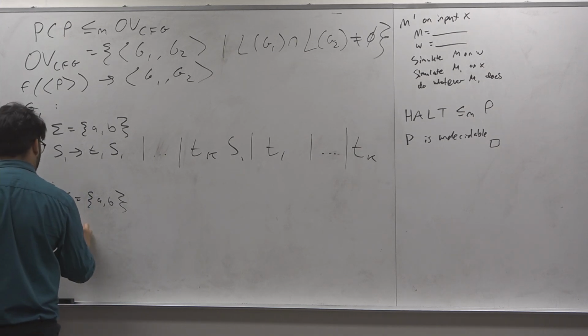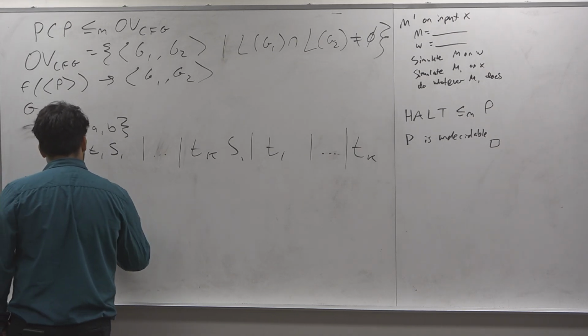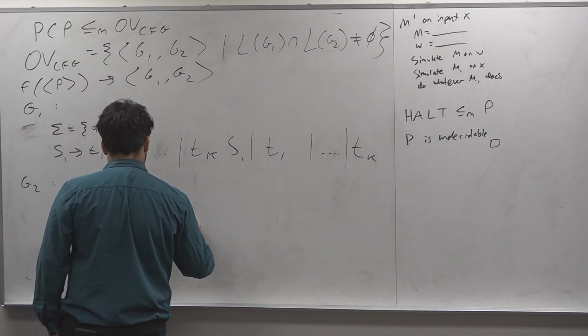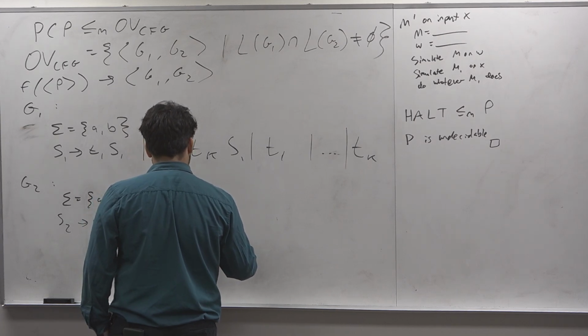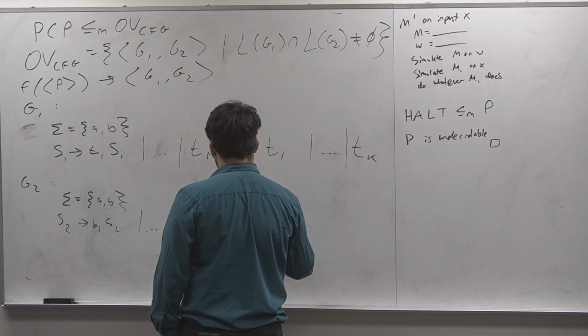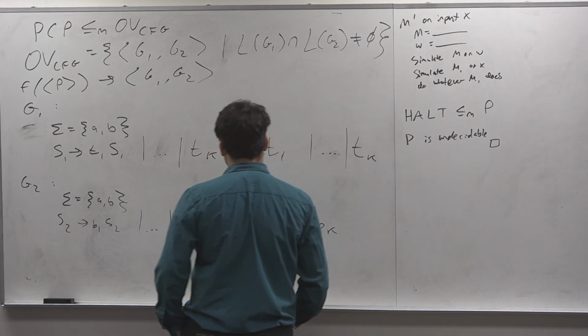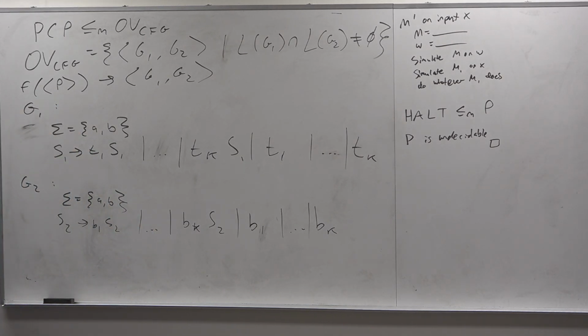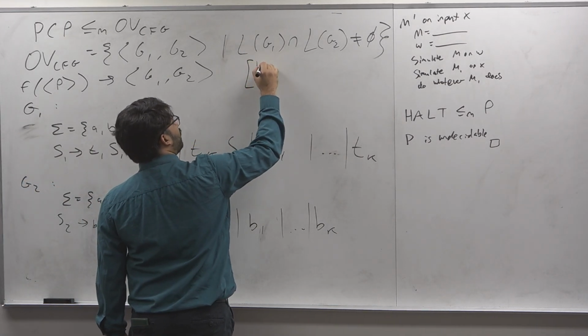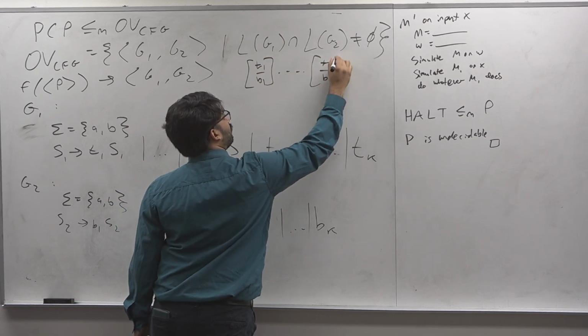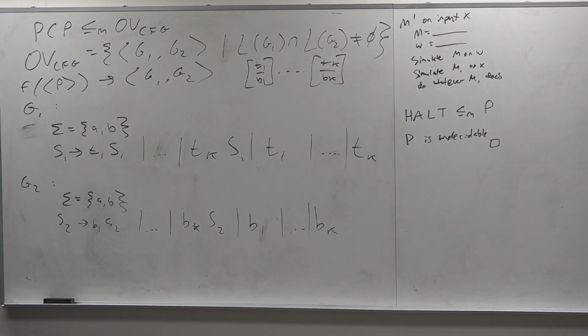And S2 is going to produce B1 S2, B2, BK, S2 or B1, BK, right? Where the tile set is initialized to be T1 over B1 to TK over BK, right? So you take a grammar to produce the tops, concatenations of the tops, in fact, and concatenations of the bottoms. Actually, these are even both regular grammars, if you think about it.